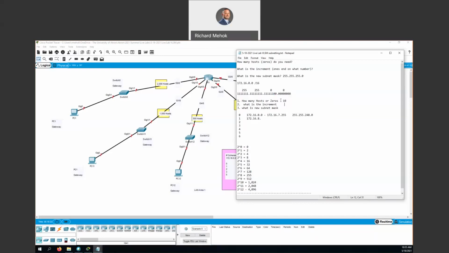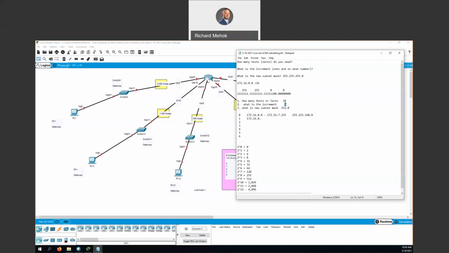The increment, we're looking at 4. And then our new subnet mask is, we're going to add up the subnet mask in the third octet: 128, 64, 32, 16, 8, and 4. I believe that's 252. So 252 would be the .0 subnet mask.